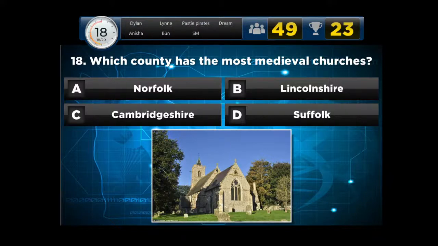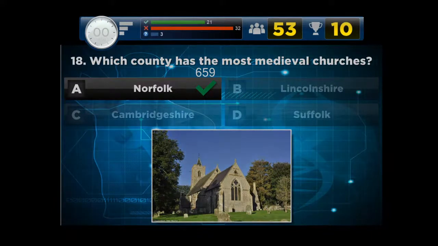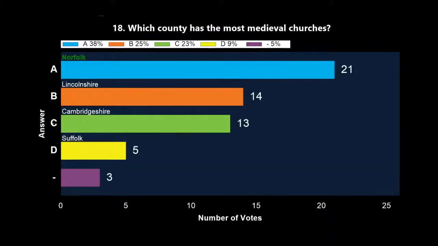Less than half the time now remains. Still a few people yet to answer. I'm guessing there's only one there amongst the last 4 that can answer. And the answer is Norfolk with 659 medieval churches. So how many people put A? Yeah, most popular answer 21, but 14 going for Lincolnshire, 13 for Cambridgeshire, and 5 for Suffolk. So we go to the penultimate question. Of course, after that, we will take a look at the leaderboard before the final question.